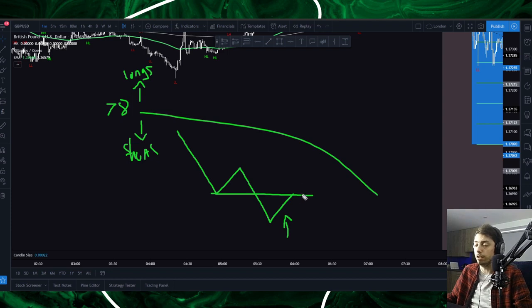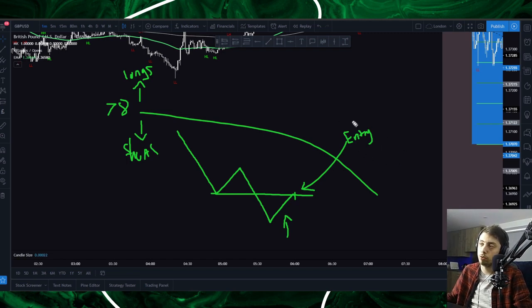Once you get that touch, it can be a wick, it doesn't have to close, but once you get that, you are then looking for a move down. This candle move down is called our entry candle, okay? Once we get that move down, and that candle closes, we are then going to be looking for an entry. Well, we're going to be entering the market.